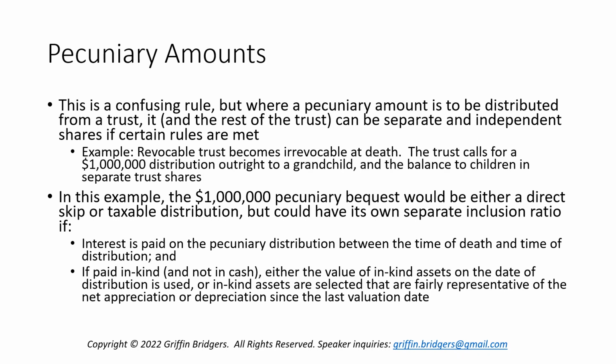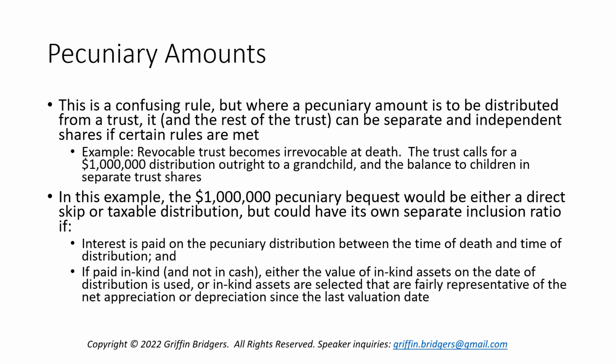separate and independent shares. Now, perhaps the most confusing rule in all of these regulations that we're going to deal with are the rules around pecuniary amounts that could be distributed from a trust. And these are going to tie into the funding of a trust as well. Now, if you're familiar with formula clauses, you're used to the concept that, for example, if one spouse dies, there might be a formula under the documents to allocate the unused estate tax exclusion to a bypass or credit shelter trust, with the balance going to a marital trust.